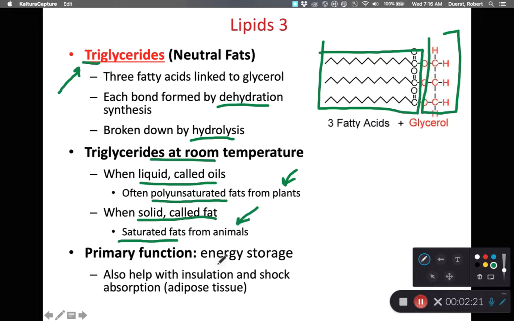As we think of these triglycerides, they are for long-term energy storage, but they also help us with insulation and shock absorption. The tissue type that we use to store these triglycerides is adipose tissue. Adipose tissue is fairly complex, and we'll talk about it more when we get to histology, but I just want to emphasize now, we store triglycerides in adipose tissue.